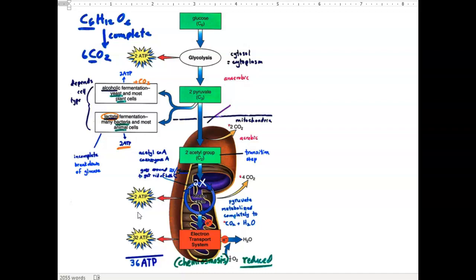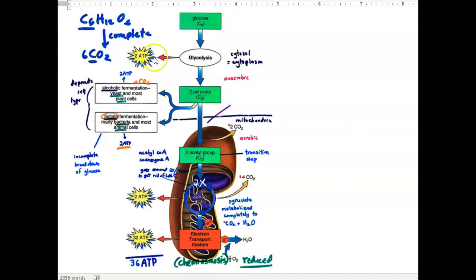There's a whole bunch of electron carriers. All the electron carriers go to the electron transport system. Chemiosmosis takes place, makes 32 ATPs through oxidative phosphorylation. And the electrons are kicked out by oxygen, which gets reduced and becomes water.